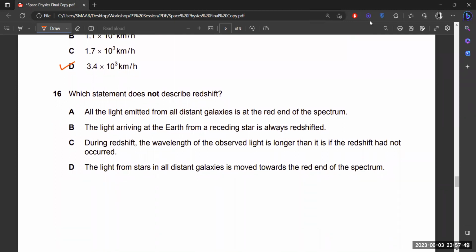Which statement does not describe redshift? Again, the question is related to redshift. And in redshift, we know that galaxies are moving away, the most important thing. The second important thing is wavelength will increase. And the third important thing, frequency will decrease. So these are the important points related to redshift. Because now we are only solving MCQs, we don't need to write in detail. That is a big plus point. So we just need to memorize the key points.